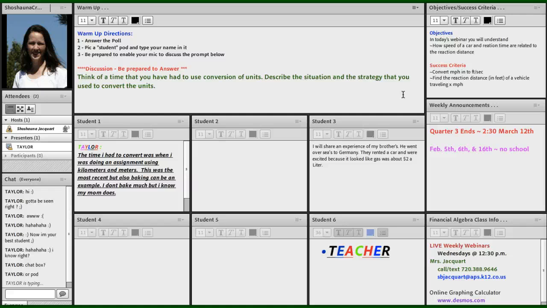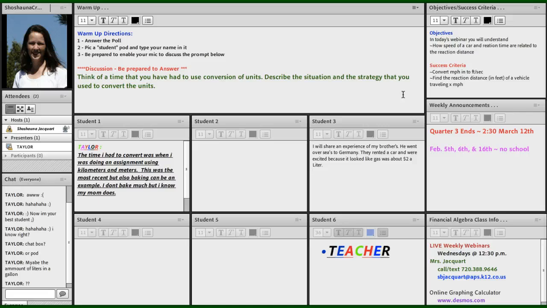Yeah, good question, Taylor. I don't care whether you put it in the chat box or in your pod. Either way, it's fine. Do you know about how many liters there are in a gallon? It's just an approximate, but you know. Yeah, it is about 4. Good job. I'm impressed.